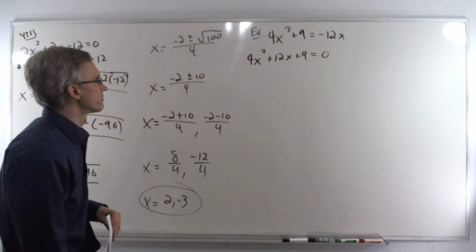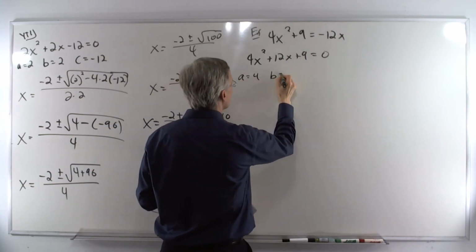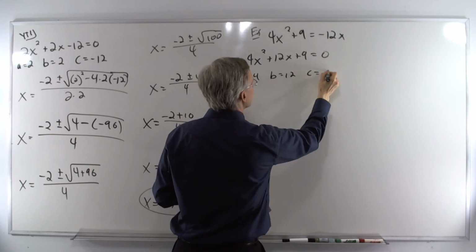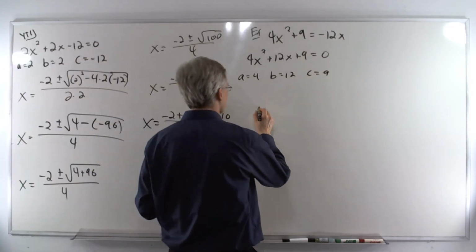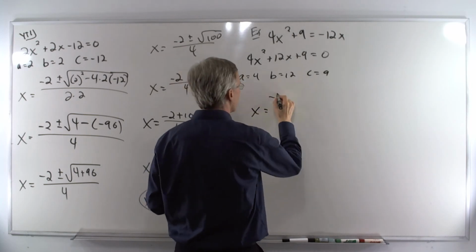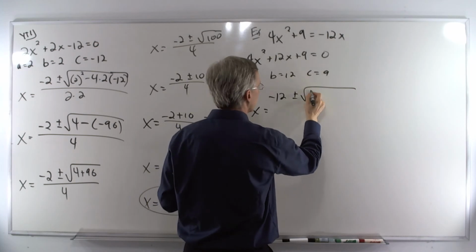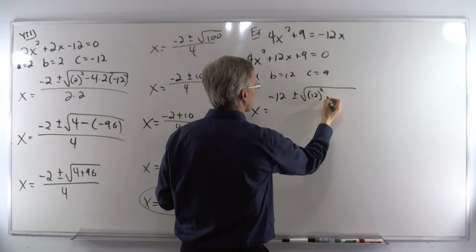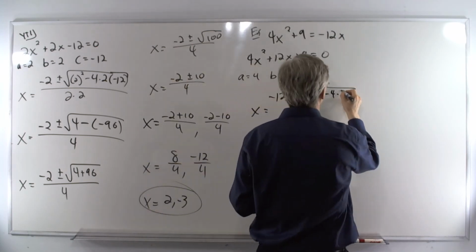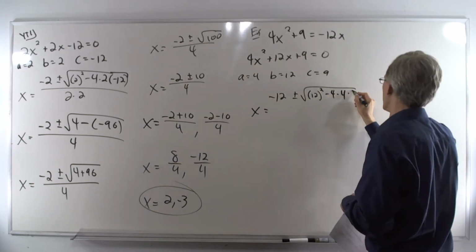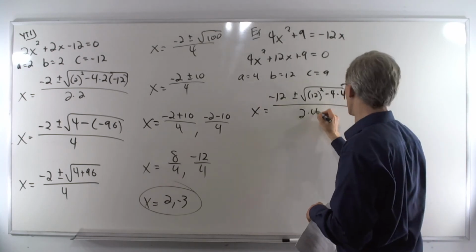Now let's pick out the values of A, B, and C. We've got 4 here for A, 12 here for B, and 9 for C. Now we can plug them into the quadratic formula. It's x equals negative b, it's negative 12, plus or minus the square root, b squared, that's 12 squared minus 4 times a, which is 4, times c, which is 9. All over 2 times a, or 2 times 4.